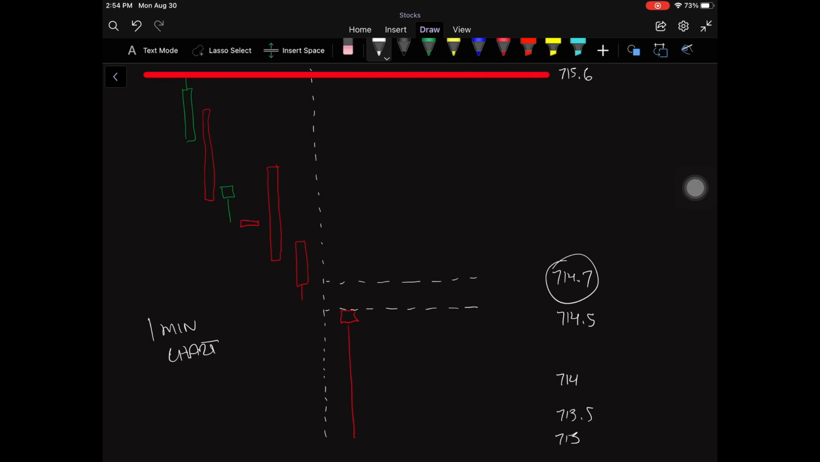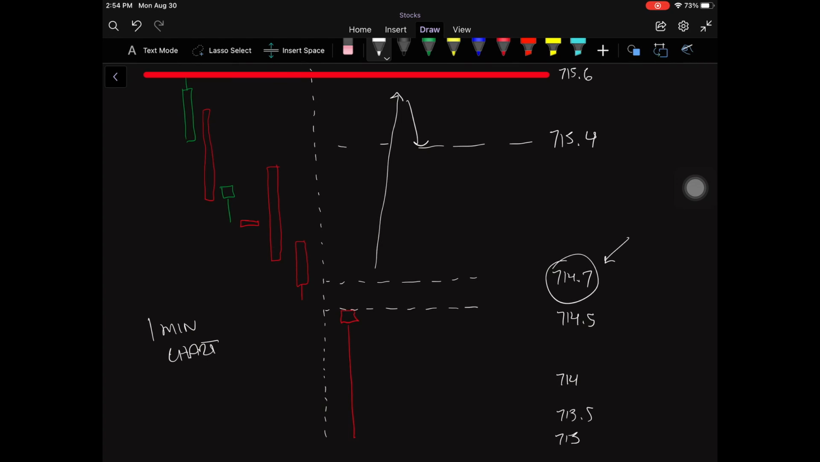If Tesla ends up going up, tests this 715.6 line and rejects, coming right back down, and you click sell right here, what happens? This ended up selling at 715.4, but you bought in at 714.7. So you ended up making a gain, just not as big a gain as you wanted to.